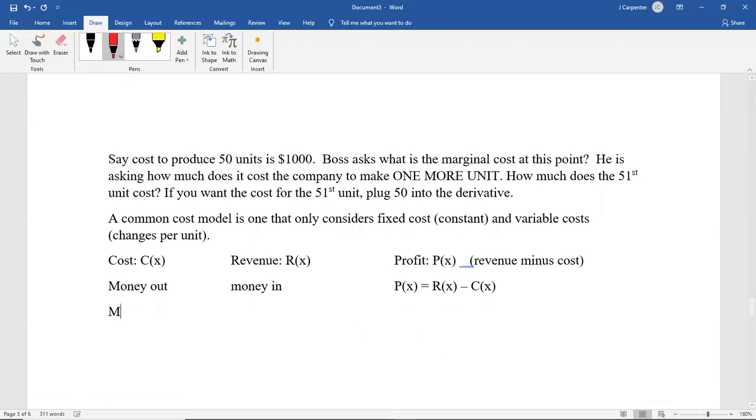So the marginals, marginal cost is C prime of X. And again, that's that curly looking comma. We usually don't make them curly looking when we do it. It's just a straight line. So please associate that correctly. Marginal revenue is R prime of X. And then marginal profit is P prime of X.